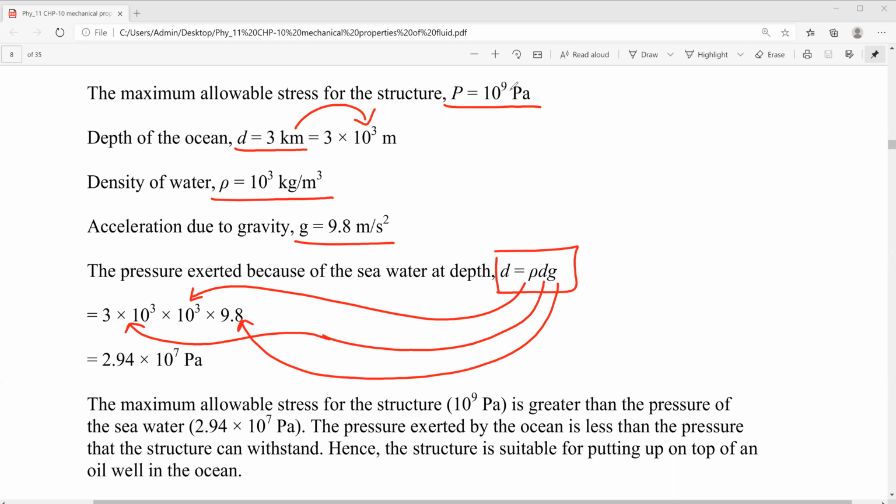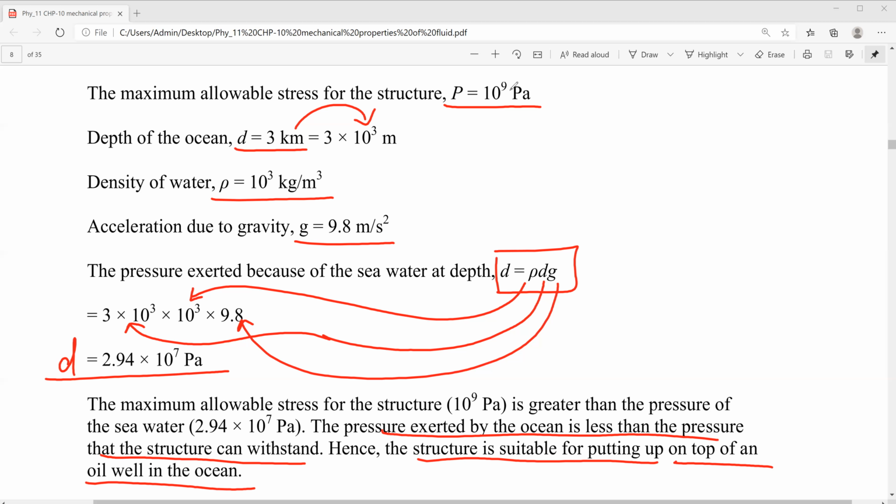We substituted here, and after substituting, the value we got is 2.94 × 10^7 Pascal. So the maximum allowable stress for the structure, 10^9 Pascal, is greater than the pressure of the sea water, which is 2.94 × 10^7 Pascal. The pressure exerted by the ocean is less than the pressure that the structure can withstand. Hence, the structure is suitable for putting on top of an oil well in the ocean. Like this, we have to give the reason.